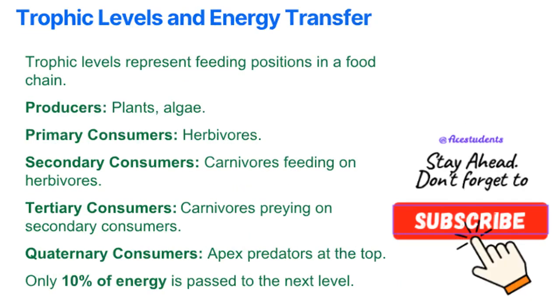Energy transfer in ecosystems is inefficient. Only 10% of energy is passed from one trophic level to the next. The rest is used for metabolic processes or lost as heat.